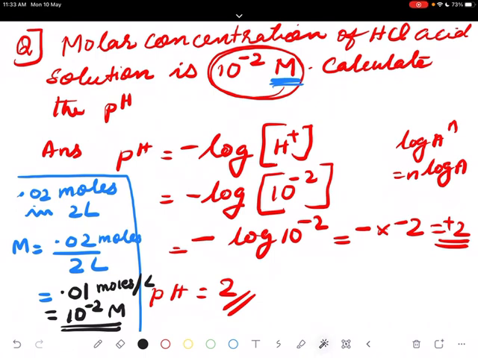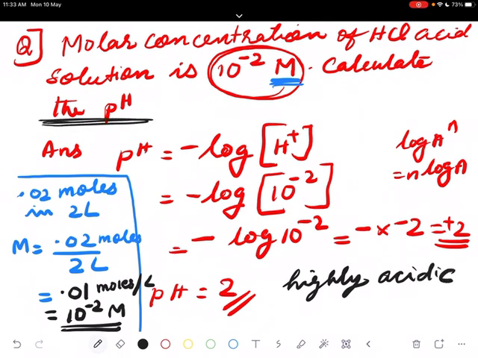They may directly give this molarity, or they may give it like this, so you have to find out the number of moles upon volume of solution in liters. Then you have to find out the pH. pH is equal to 2, which means highly acidic. The question is only to find out the pH, and we have found it. You don't have to write highly acidic. Here, this much is okay. Thank you.